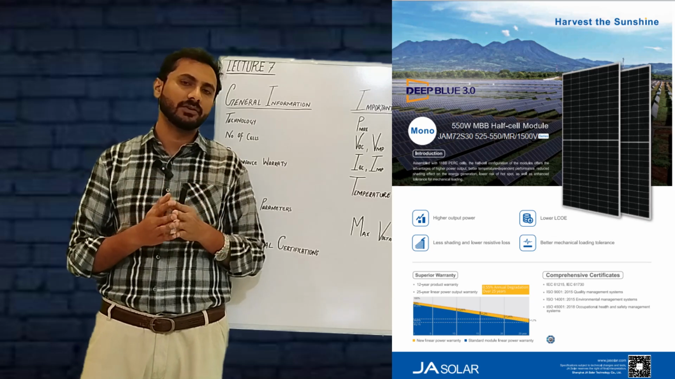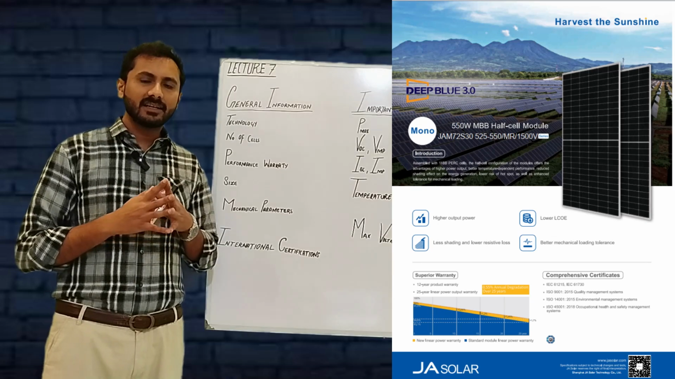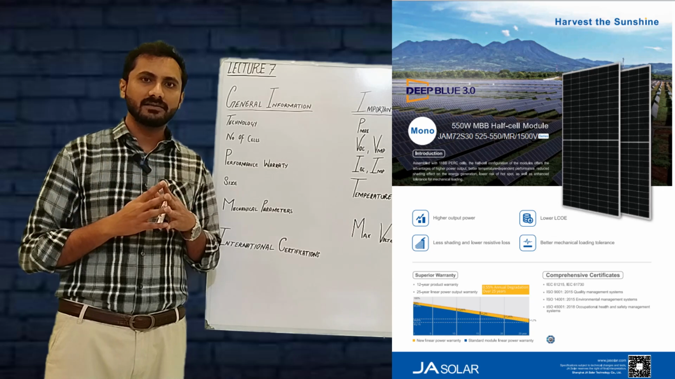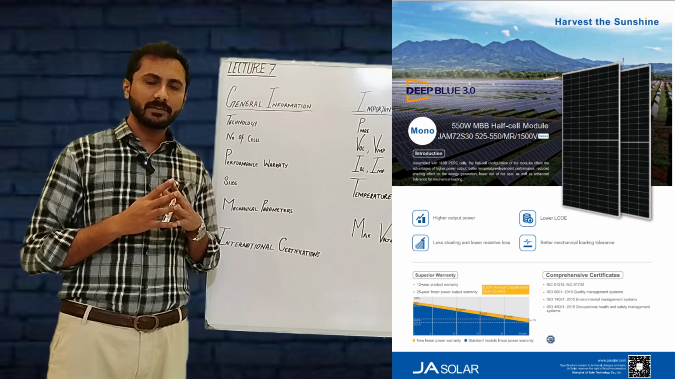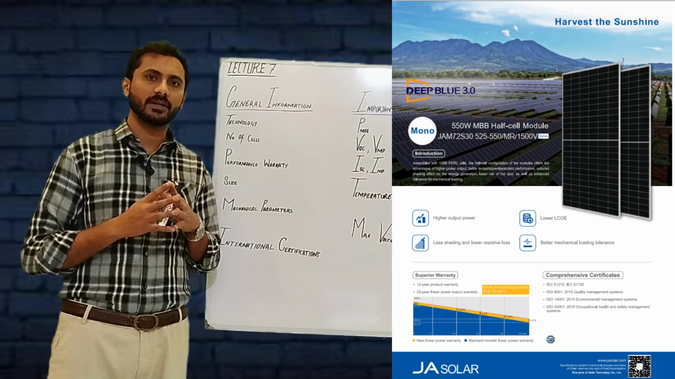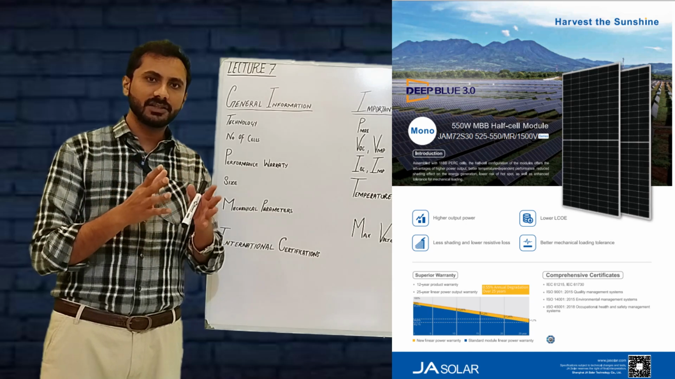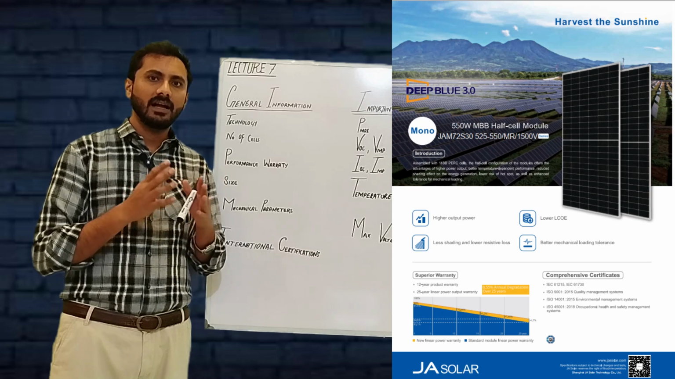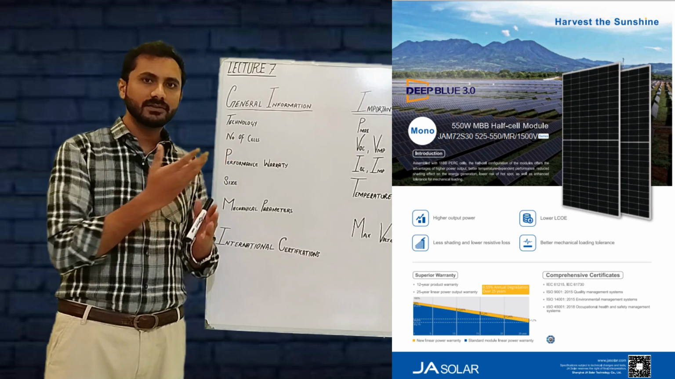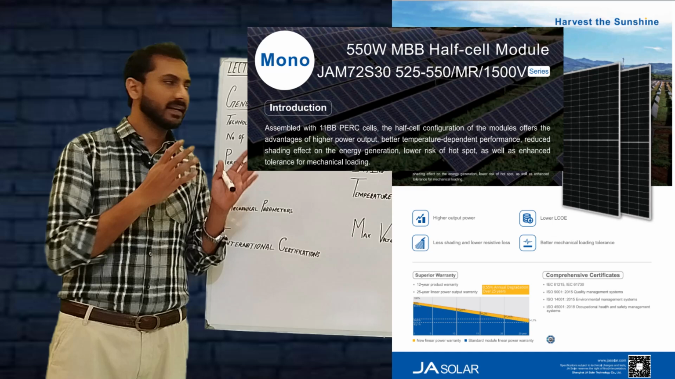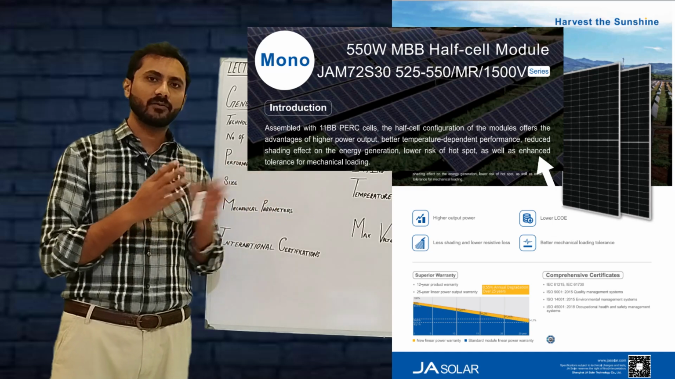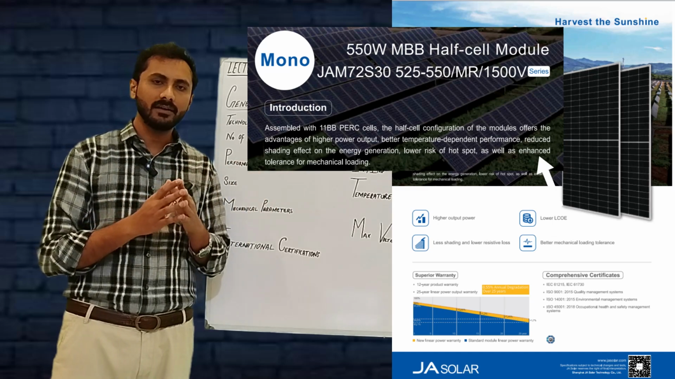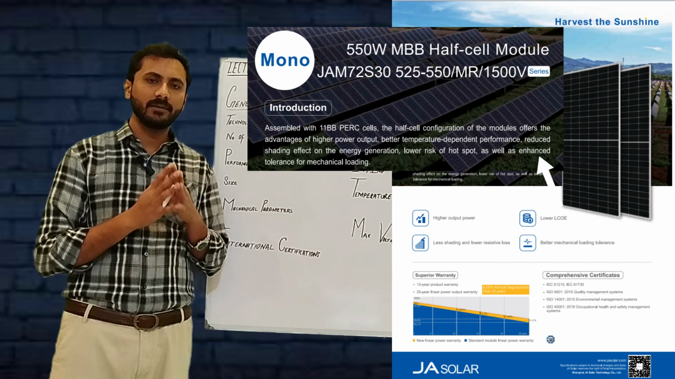getting the solar modules. In this lecture, I will discuss two solar panels. The first one is the monofacial solar panel. The second one is the bifacial solar panel. For the discussion, I have taken the datasheets from the JA Solar manufacturer. And the first one, for the monofacial solar panels, the model number is JAM72 F30 525 to 550 MR, and the series is Deep Blue 3.0 series.